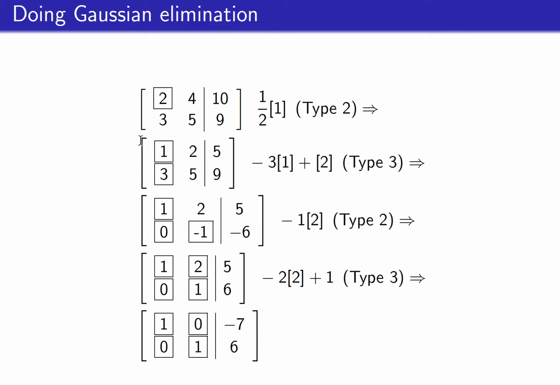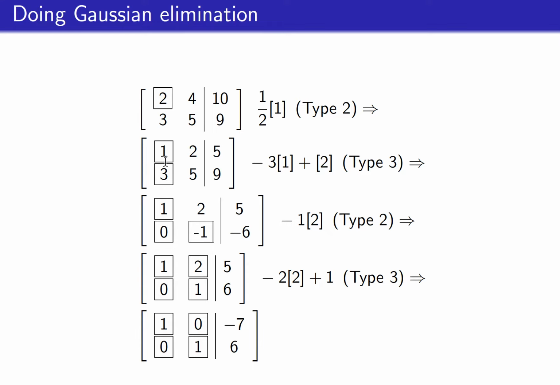So I take negative 3 times the first row, add it to the second row. This row stays the same, but this one takes negative 3 times this and adds it here. Now negative 3 times 1 is negative 3, plus 3. This makes this a 0. That's why I chose negative 3.